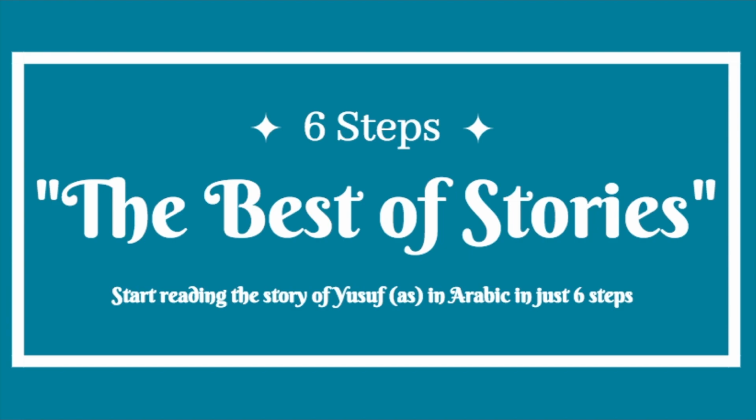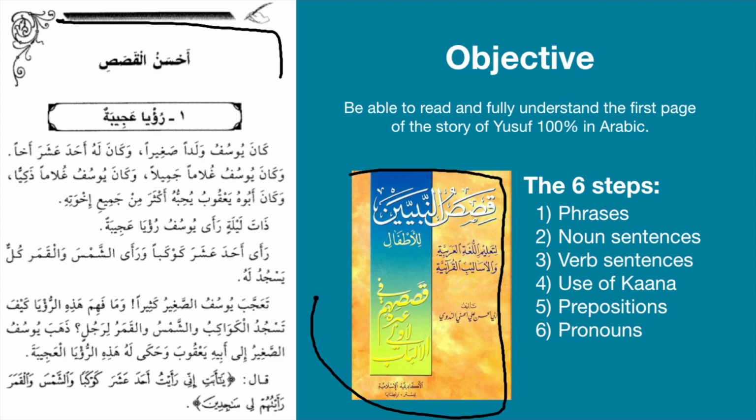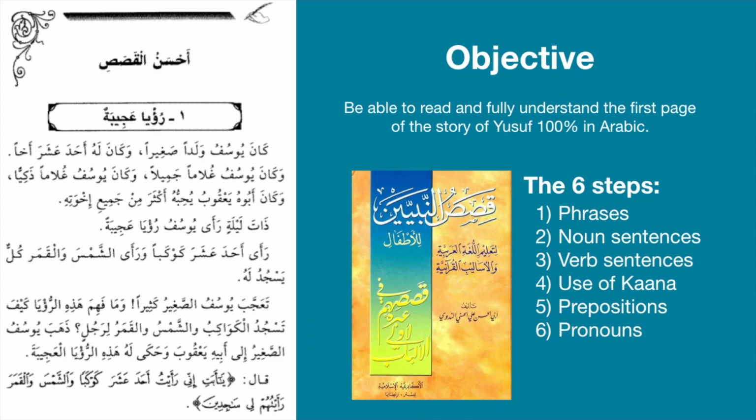It's one thing to be able to access Arabic texts, but it's perhaps another thing sometimes to actually understand all of the nuts and bolts of what's actually going on behind the language. So, okay, this is the page, right? This is the first page of the story of Yusuf in this book. This is Qasasun Nabiyyin, the stories of the prophets, and this is the first page.